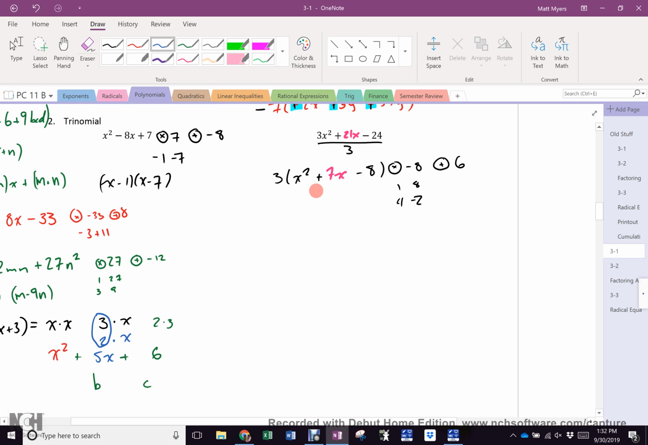What else could it be? It could be 2, I heard someone say. Positive or negative? Positive, which would make this what? Positive 6x. What else could it be?